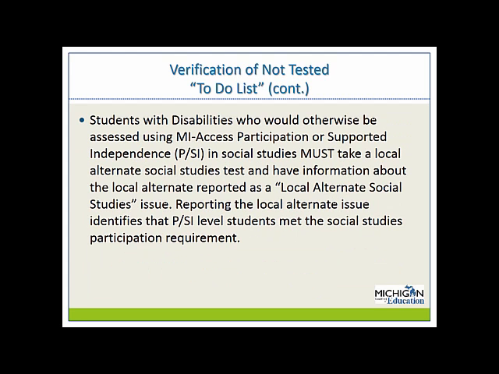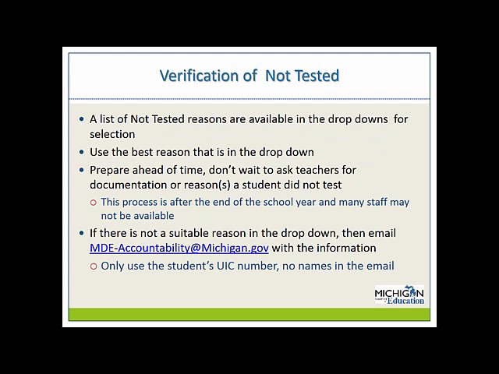Students with disabilities who would otherwise be assessed using MyAccess, Participation, or Supported Independence in Social Studies must take a locally determined social studies test and provide information about the local assessment, which is reported as a local alternate social studies issue. Reporting the local alternate social studies issue identifies that MyAccess, Participation, and Supported Independent students met the social studies participation requirement. There is a list available of not tested reasons in the drop-downs.